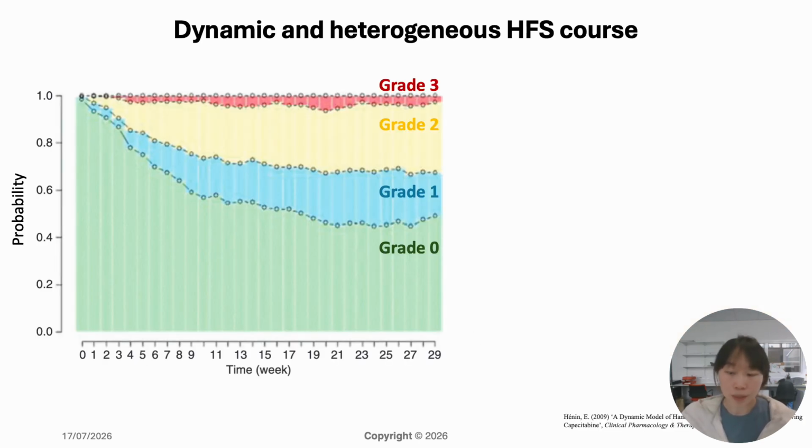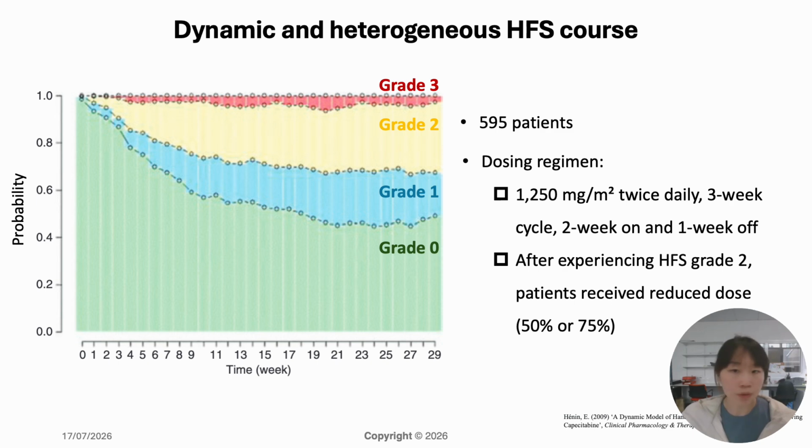This figure was reported in Hénin 2009. They reported about 600 patients using the same dosing regimen. The aim of this paper was to calculate the probability changes over time. Due to the limited data set on grade 2 and grade 3, they merged these two grades. From this plot, we can conclude that the probability changes substantially over time, suggesting a dynamic and heterogeneous hand-foot syndrome time course.